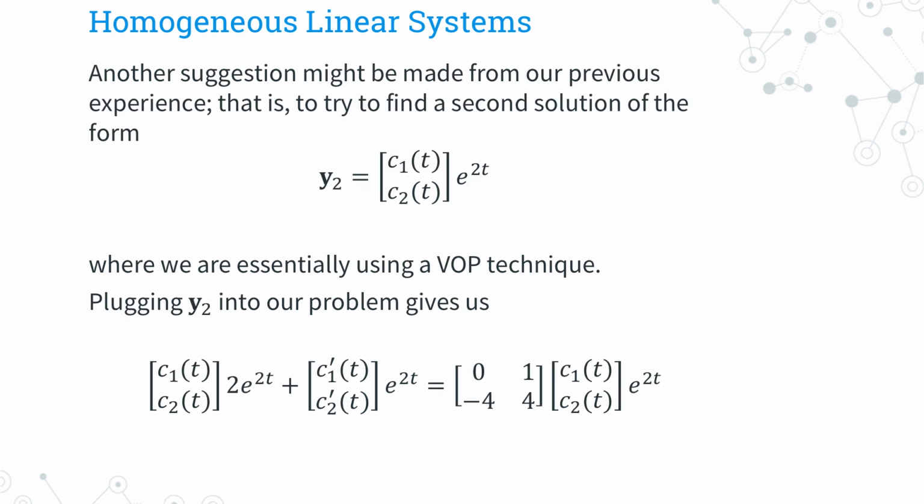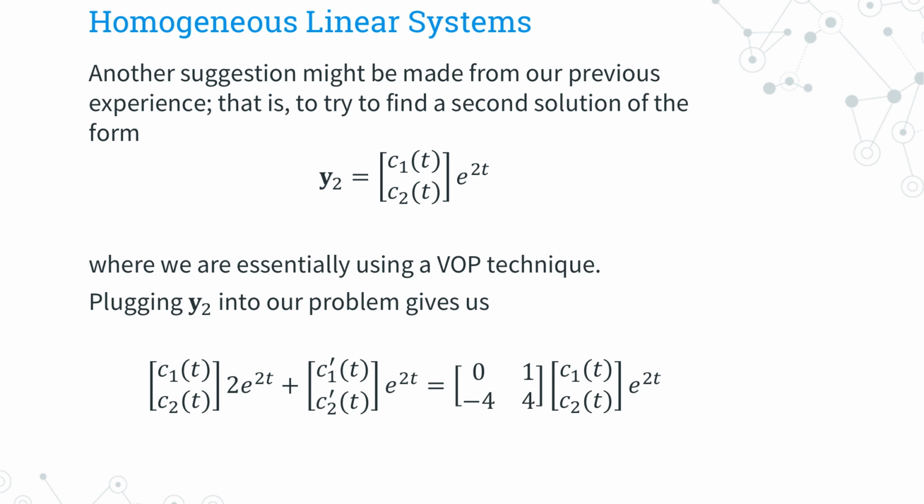So another thing that we could try is to find a second solution of the form where we have a function of t in both entries of our vector, both elements of our vector, times e to the 2t. We're basically using a variation of parameters technique like we learned in chapter 5, and plugging y2 into our original differential equation or system gives us the following result.